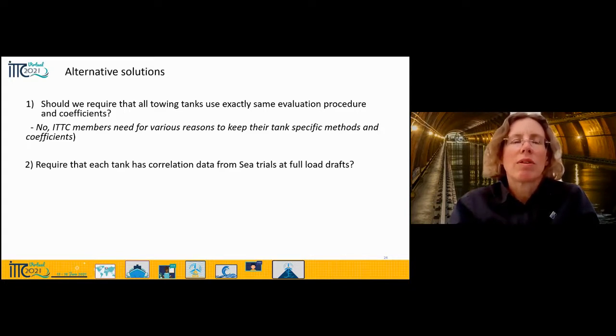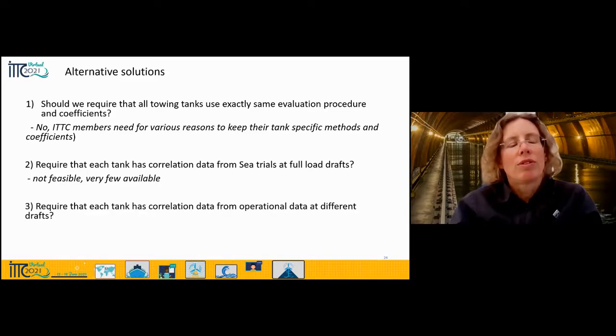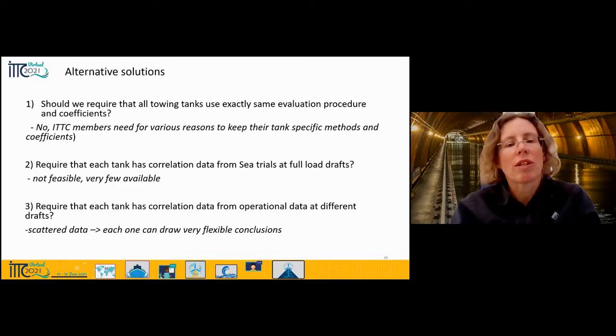Should we require that each tank correlates their predictions with sea trials at full load draft, so design draft or scantling draft? That's not possible, as we have seen that there are very few sea trials available at deeper drafts. Should we require that each tank correlates the data from operational data instead at deeper drafts? That is not a good solution either, since we know that the operational data has very large scatter, and one can draw any conclusion based on that.